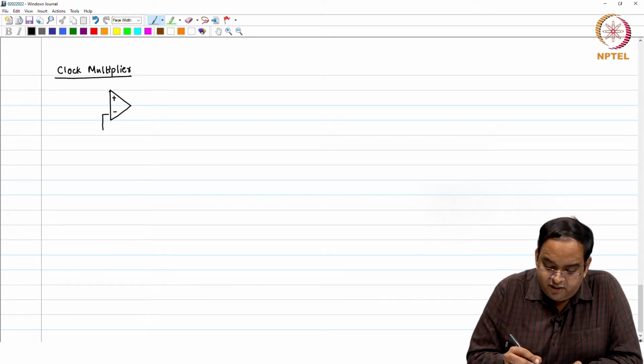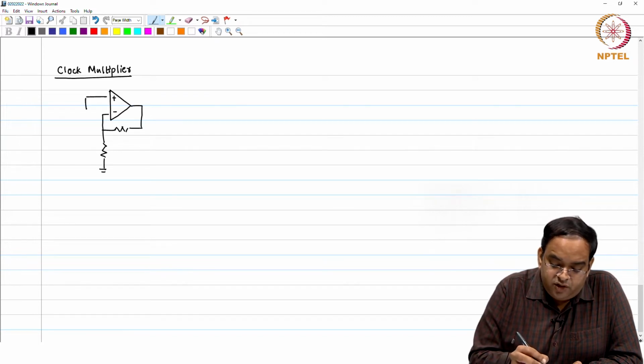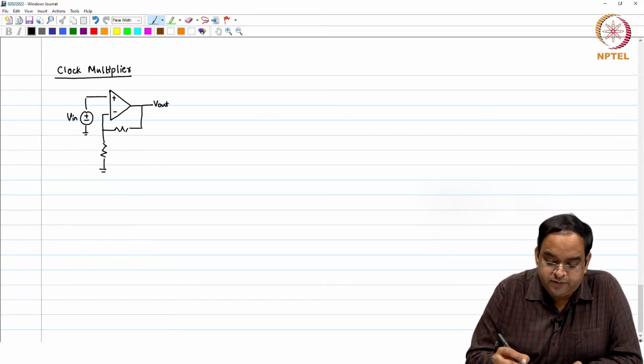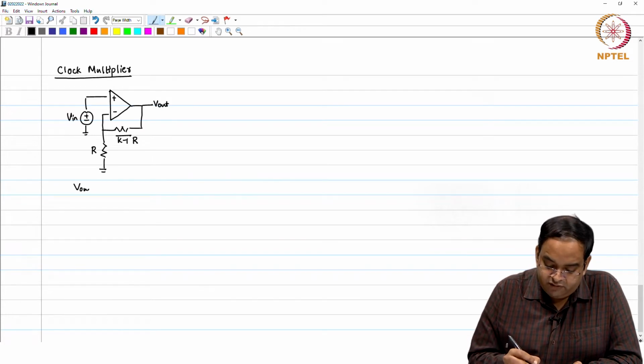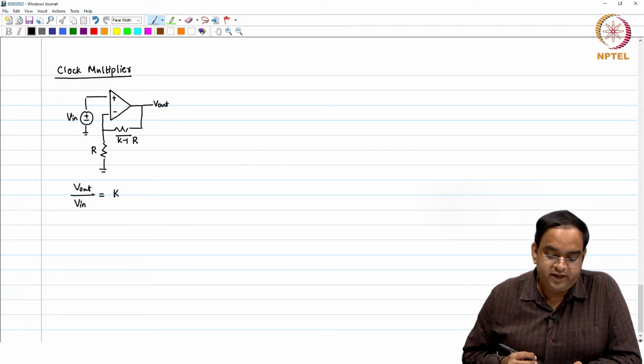Let me help you understand a simple voltage amplifier, where you apply an input voltage V in and you get an output voltage V out. This resistor happens to be (K minus 1) R and this resistor is R. If the amplifier is ideal, you can work out this circuit: V out by V in is equal to K.